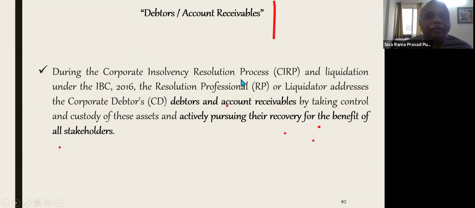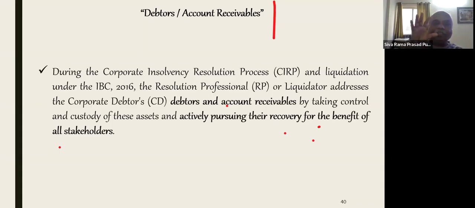During CIRP and a liquidation, the resolution professional or the liquidator addresses the CD's debtors and accounts receivable by taking into control and custody of these assets. Custody of these assets means earlier not only the fixed assets, plant and machinery, etc., but this also. And actually pursuing the recovery for the benefit of all stakeholders. So you have to recover. Otherwise, the purpose will be defeated.